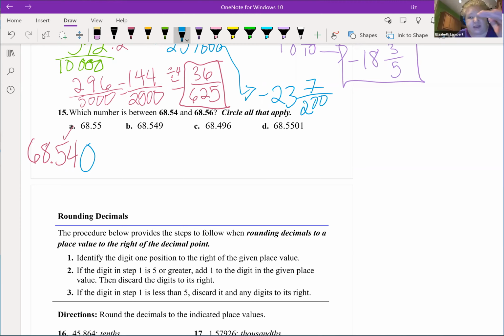What I've done is multiplied the top of the fraction by 10, and I've changed the place value 1, which is multiplying the bottom by 10. So I can put trailing zeros on a decimal. All right, so 540 thousandths to compare with these next two. And then the other one would be 68 and 560 thousandths.